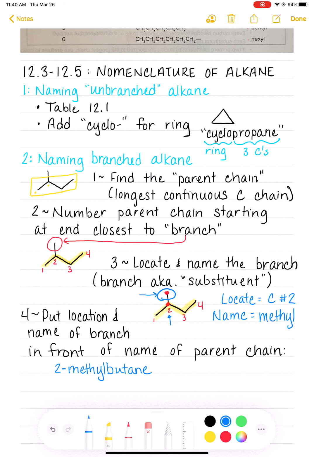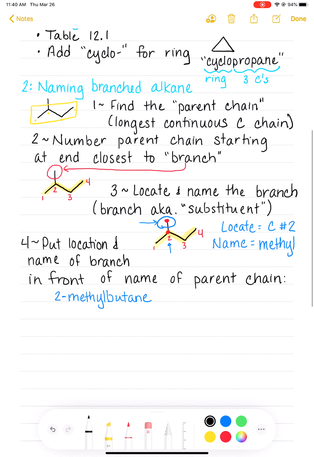Let's get some more practice with naming branched alkanes. So let's just start by really quickly reviewing our steps. First, we find the longest parent chain, which is the longest continuous chain of carbons, and then we number that parent chain starting at the end closest to the branch.